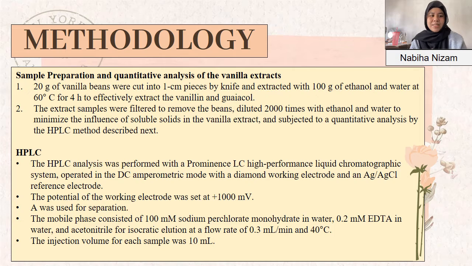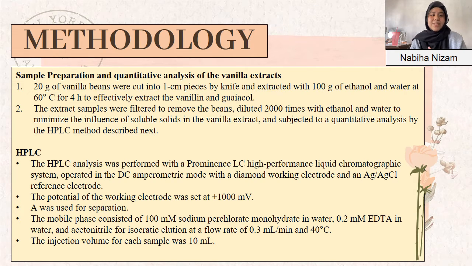For the sample preparation and quantitative analysis of the vanilla extract, firstly, 20 grams of vanilla beans were cut into 1 cm pieces by knife and extracted with 100 grams of ethanol and water at 60 degrees Celsius for 4 hours to effectively extract the vanillin and guaiacol. The extract samples were filtered to remove the beans, diluted 2000 times with ethanol and water to minimize the influence of soluble solids in the vanilla extract, and subjected to quantitative analysis by the HPLC method described next.